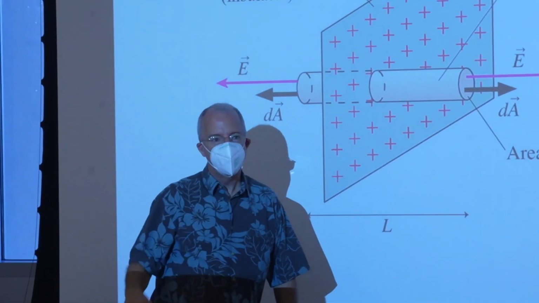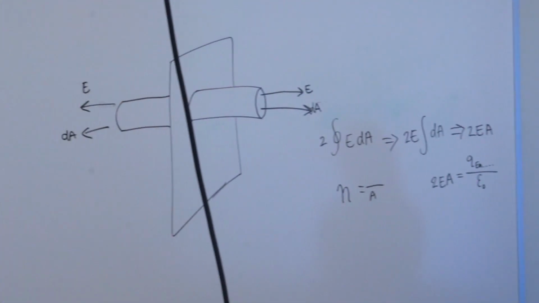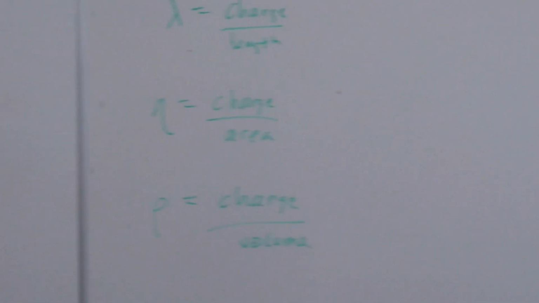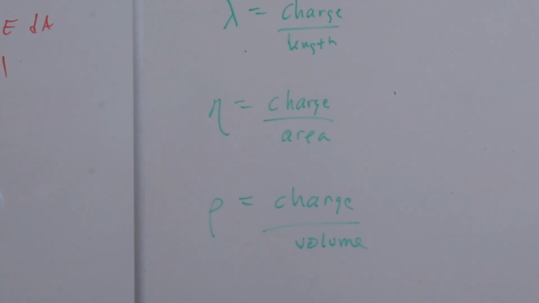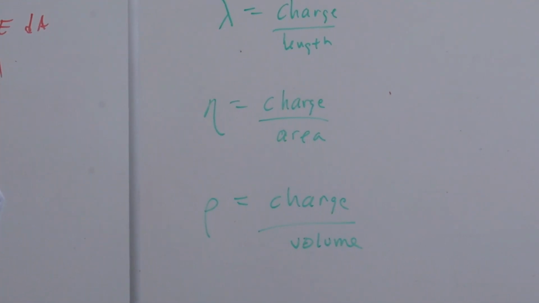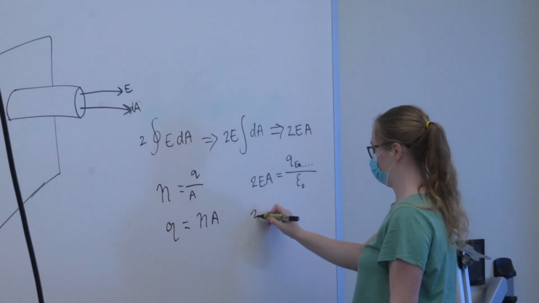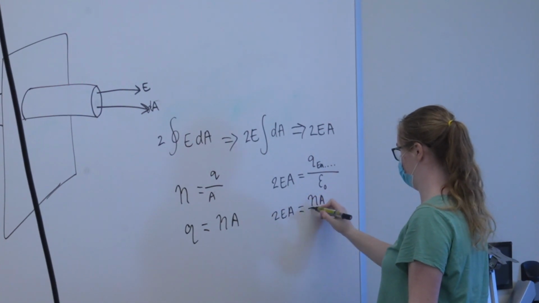Would we need two, if it's only going to be EA, so we need two EA then? We need 2 EA. Yeah. You keep going, you're doing great. So what's the charge enclosed? Yes, everybody agree? Because eta is a charge per area, so if you multiply that by the area of the cylinder, you get the charge enclosed.